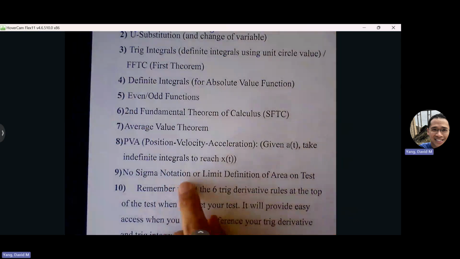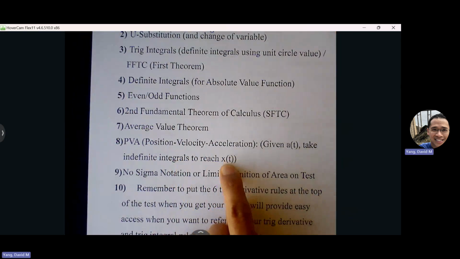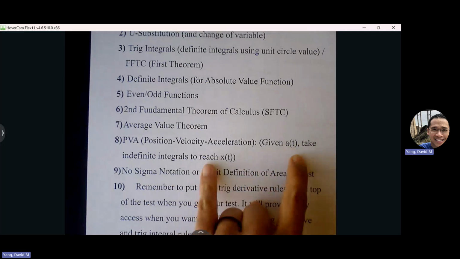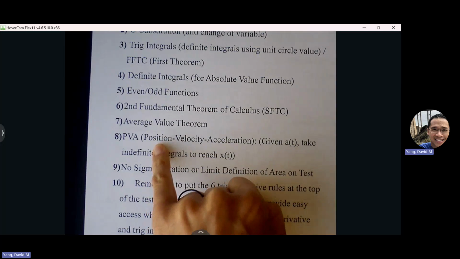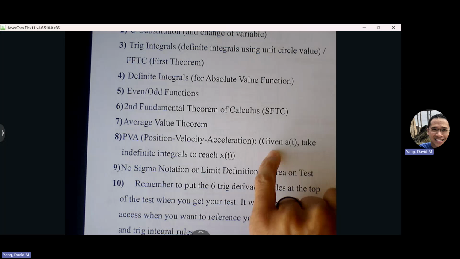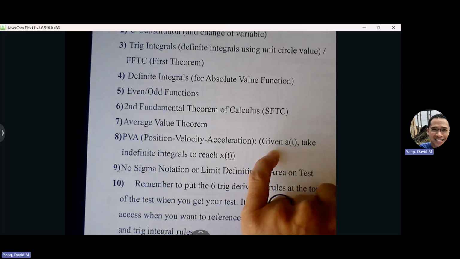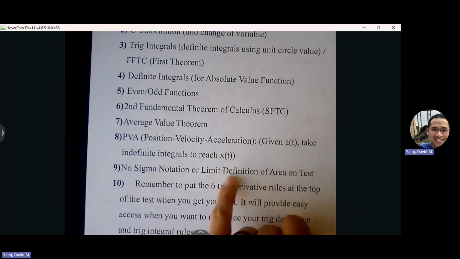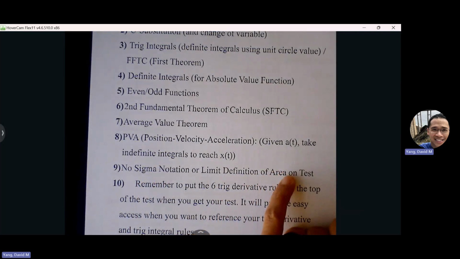Particle motion. If we start at acceleration, we can move back up to the original function by taking the antiderivatives. Basically, the process that you saw on the quiz where you took the antiderivative twice to get from f double prime to f of x, and along the way, plus C's will show up. And then there's no sigma notation, no limit definition on the test.